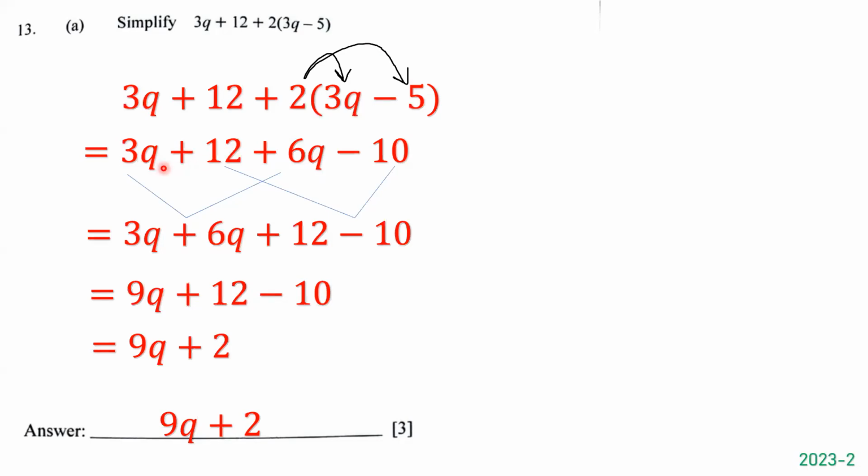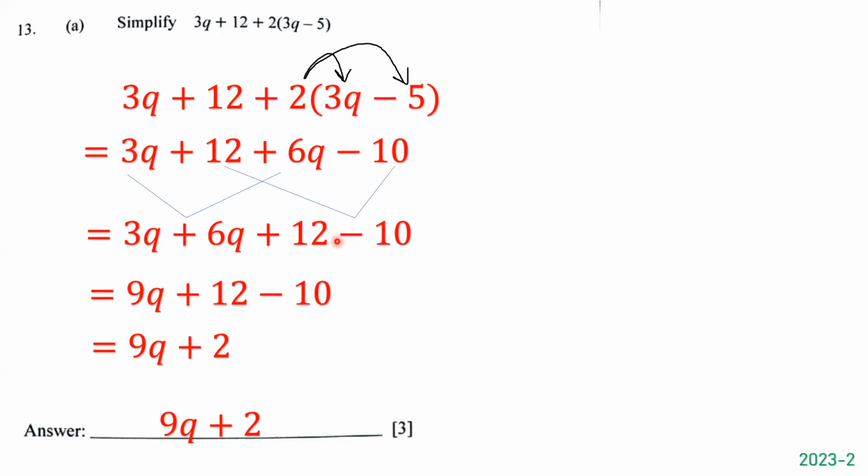Next, we're going to look at combining the like terms. Notice that we have 3q and 6q. They have the same letter in both of them, so they are like terms. So we combine them together. And notice 12 and negative 10. They are like terms because they're just regular numbers. They don't have any letters attached. These are just going to be our constants, our numbers that we're going to put together. So 12 and negative 10, we bring them down together.